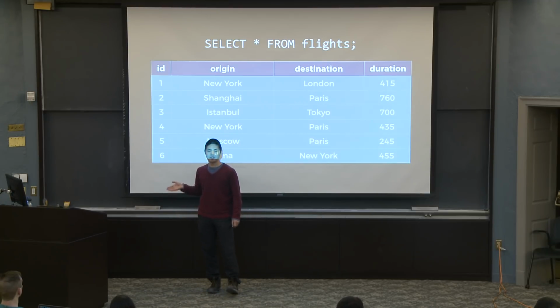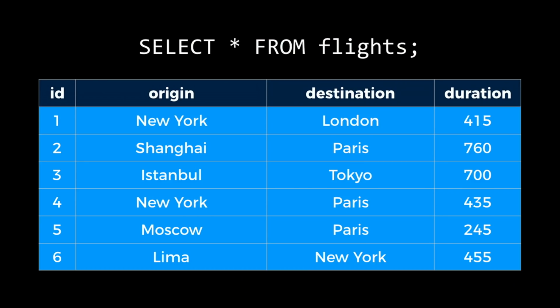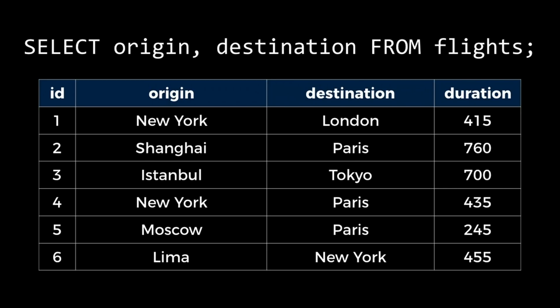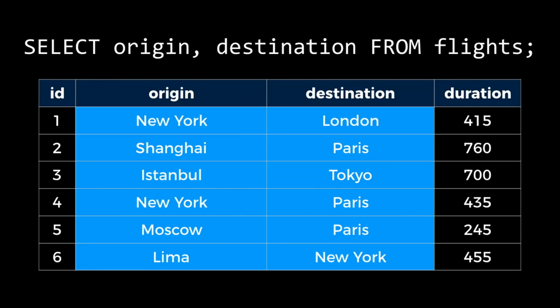But maybe I don't care about the duration. Maybe I don't care about the ID. I only care about knowing, okay, where are flights coming from and where are they going to? I can revise the query to look a little something like this. Select the origin, comma, the destination from the flights table, just specifying the columns that I want to select. And rather than selecting all of the columns from the table, that's going to result in just selecting the two columns that I actually care about, the origin column and the destination column. Still here, I'm selecting every single row.